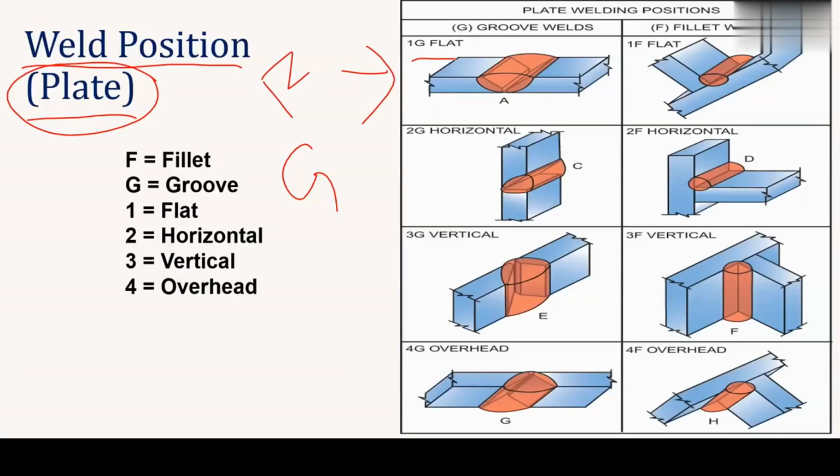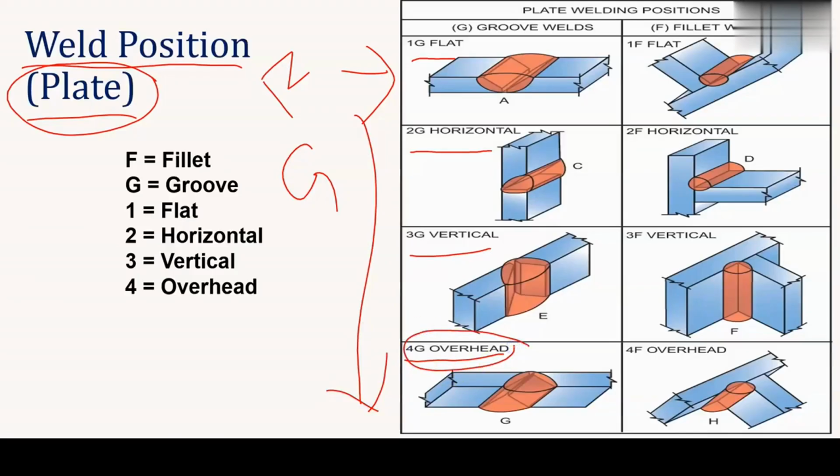But it is a groove type, so we will call it a 2G position, and the same as welding 3G, and the overhead position is 4G. So this is the difficult process, right? Always this 4G is very difficult to weld.